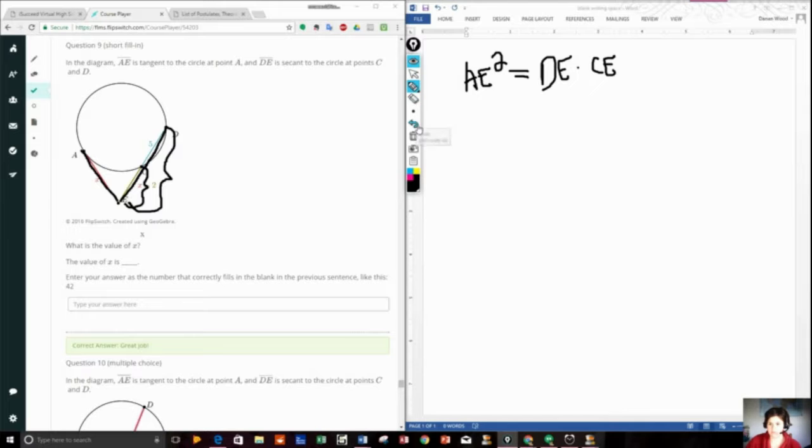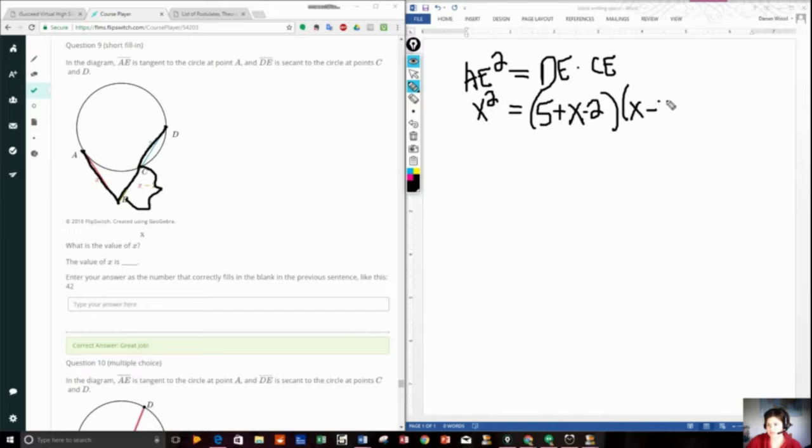And so by substitution, we know that AE is equal to x. So we have x squared is going to equal DE, which is 5 plus, so DE is this short segment plus x minus 2. And then CE is just the outside segment, so x minus 2.